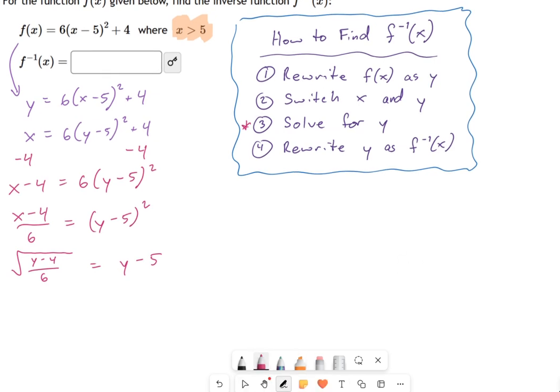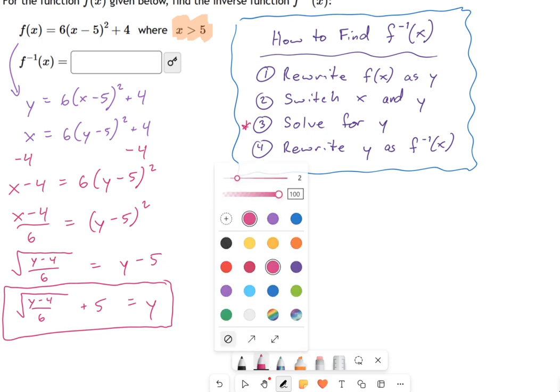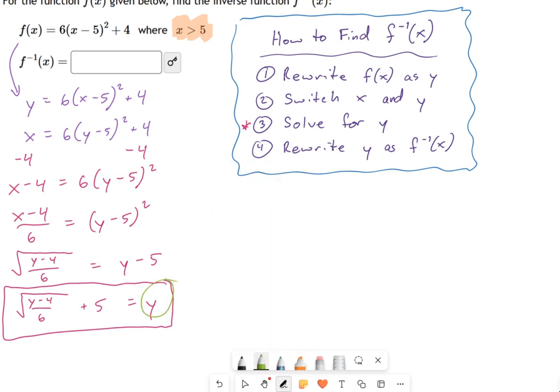Next thing I'm going to do is just add the 5 over. And I say the square root of (x minus 4) divided by 6, plus 5, and that's equal to y. And I finally have y by itself. That's what's required to solve. And if you look at this right here, that y is the inverse function. Step 4 says rewrite y as f inverse of x. And that's what you would put up here, not worrying about the plus or minus because of that nice little x greater than 5 clause at the beginning.